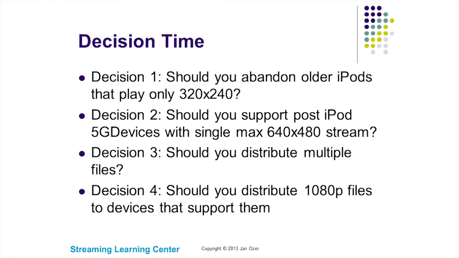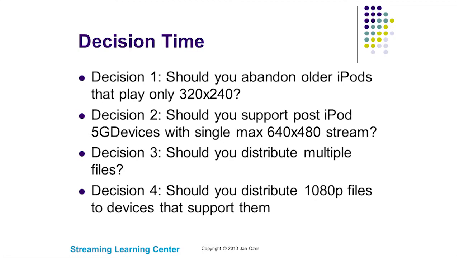So what are the decisions you have to make if you're distributing via iTunes? Decision one is, do you care about the older iPods that only play the 320 by 240 video? So if we look at the very oldest videos, or the very oldest devices, these guys here, it's 320 by 240, very, very tiny screen.